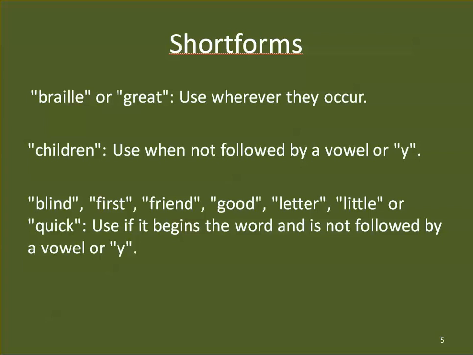The rest of them, the other 8, blind, first, friend, good, letter, little, and quick, we can use if it begins the word and is not followed by a vowel or a Y. So they get a little bit more restrictive as you go down the screen. Braille and great can be used wherever they occur, as long as it's standing alone. Children can be used wherever it occurs, beginning, middle, or end of a word, as long as it's standing alone and children is not followed by a vowel or a Y. Then the remaining 8 we can use only if they're at the beginning of a word and they are not followed by that vowel or a Y. And again, you might think, when would that ever happen? But there must be circumstances. Remember, this is an international code, so who knows? Maybe there's some slang word or something that could meet that circumstance.